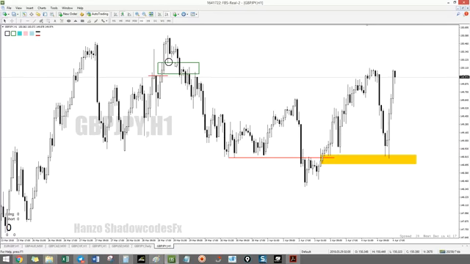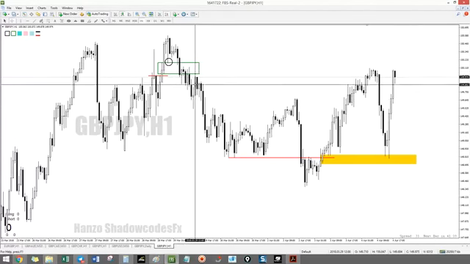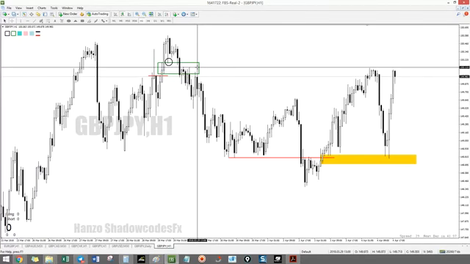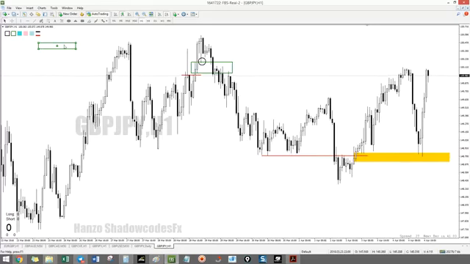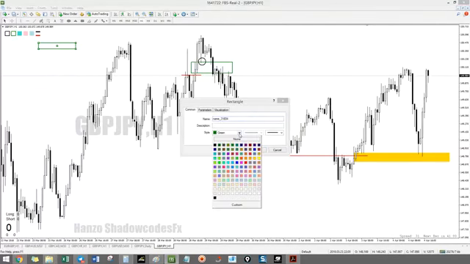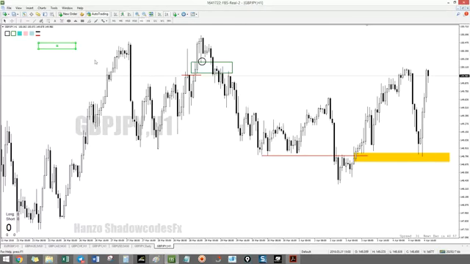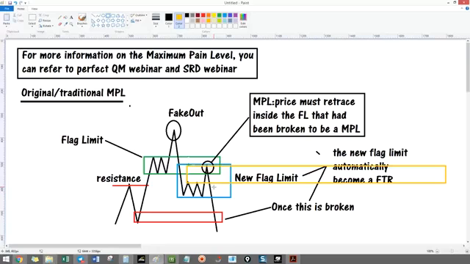So eventually price is able to break, and then it retests. Once it's broken, it will become a new flat limit. This one I changed the color, green, lime, I think. So up to here, to the lowest one. Look, it's the same, the new flat limit.